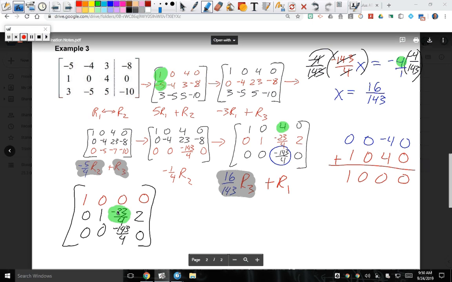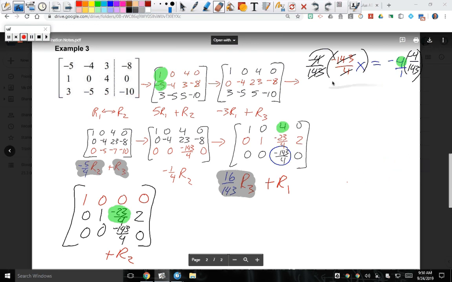Y'all with me? We're going to make the negative 23 over 4 become a 0. So that means, since it's in row 2, we're going to end up adding something with row 2 to make this happen. Okay? Here we go. So the scratch work I have is this. What am I going to multiply with a negative 23 over 4?